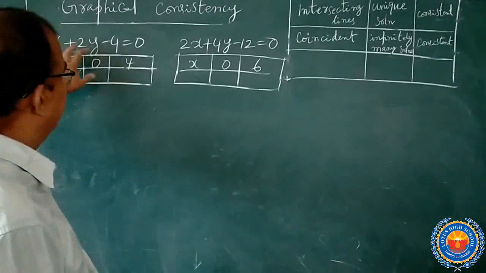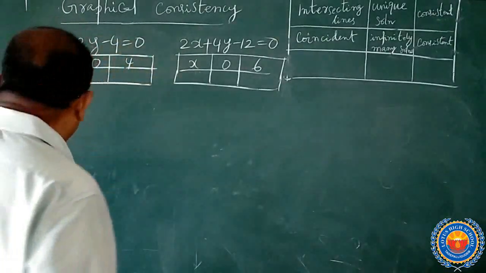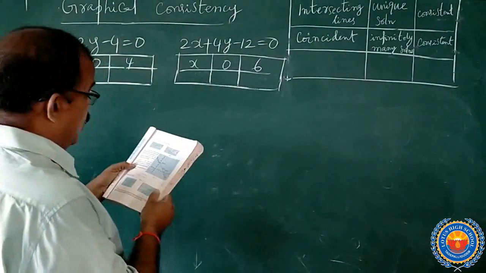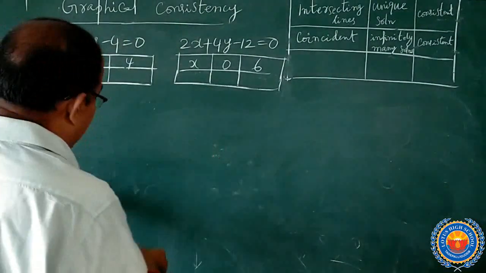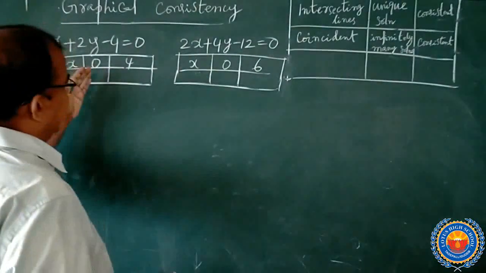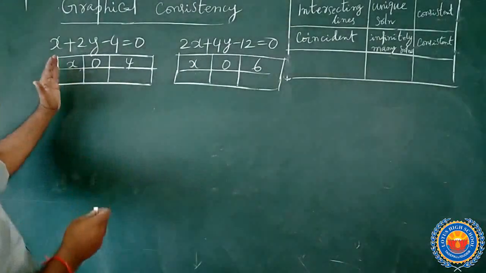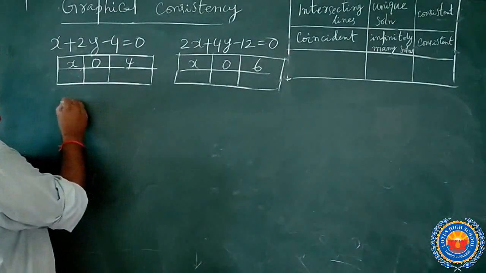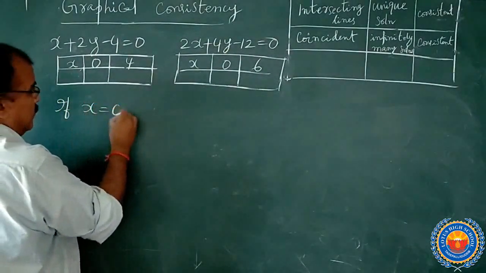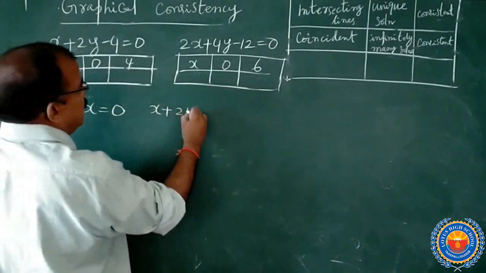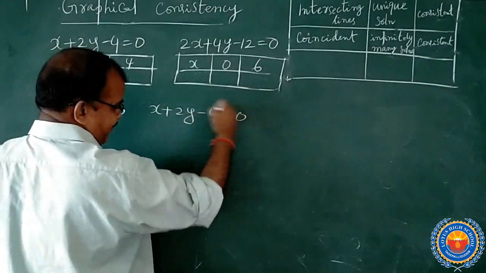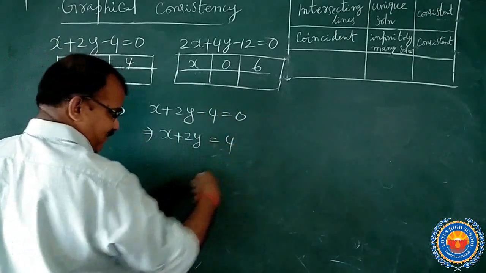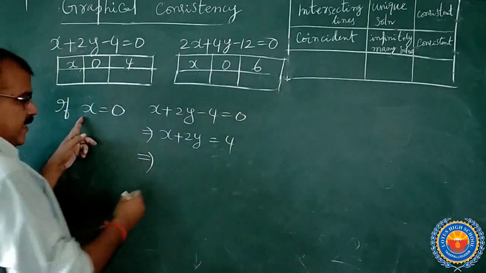So I have taken two equations: x plus 2y minus 4 is equal to 0, and 2x plus 4y minus 12 is equal to 0. For each equation, take x is equal to 0 and x is equal to 4 and find two solutions. If x is equal to 0, in x plus 2y minus 4 is equal to 0, we can write x plus 2y is equal to 4. Substitute the x value.